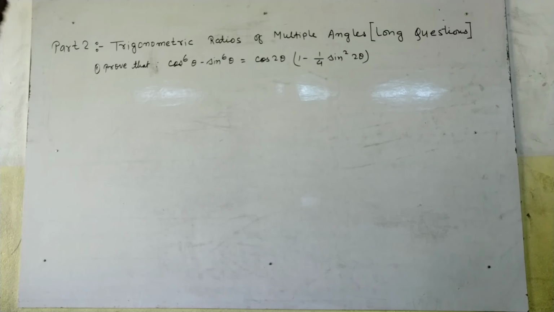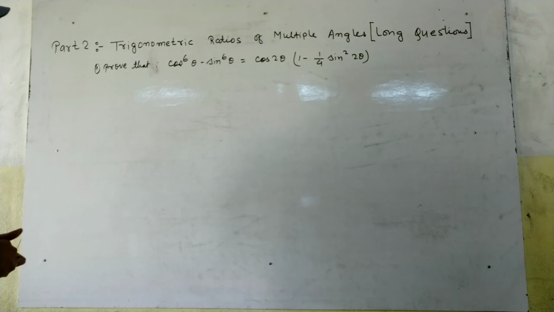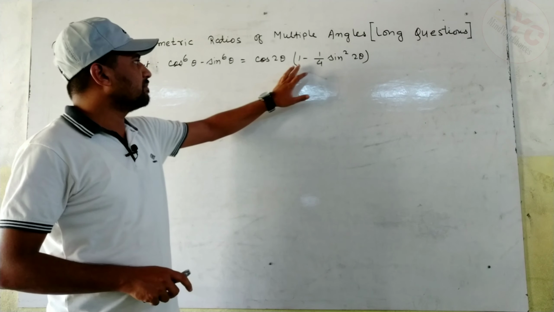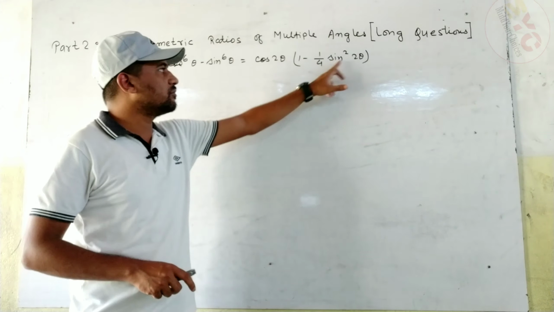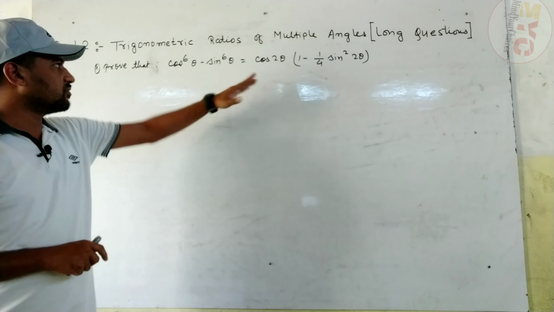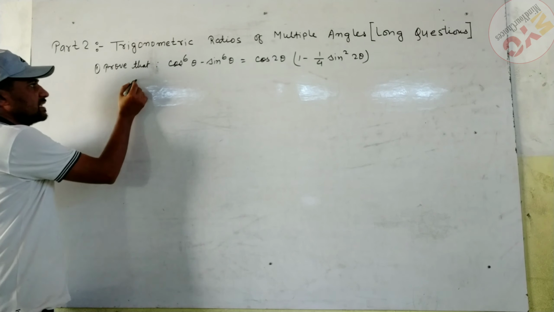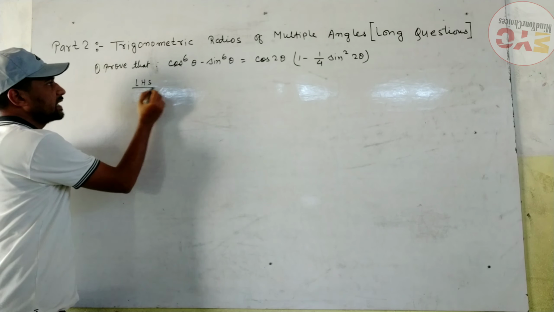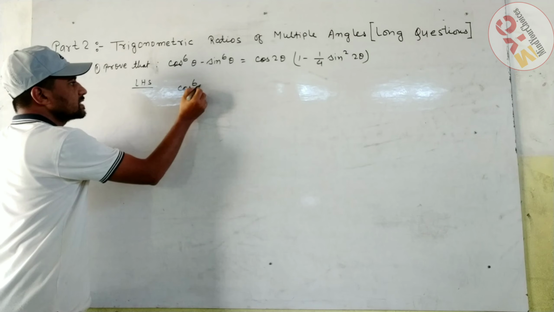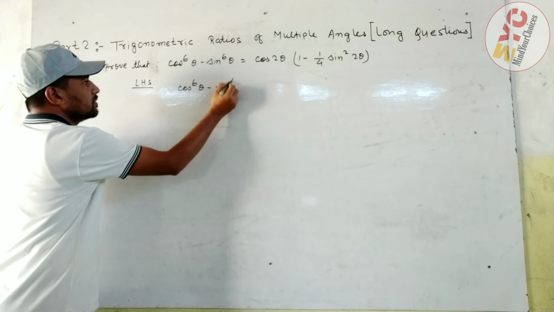Prove that cos^6 θ minus sin^6 θ is equal to cos 2θ times (1 minus 1/4 sin² 2θ). We have to prove this. So take the LHS: cos^6 θ minus sin^6 θ.